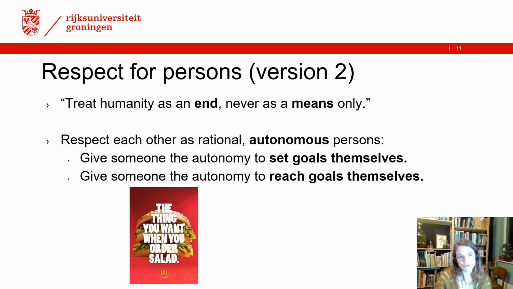So two versions. One, the universal applicability principle. Can we want something like this without contradiction? And does that result in a world that we would like to live in? And then the second version of the categorical imperative tells us that we should respect ourselves and others as an end and never only as a means.